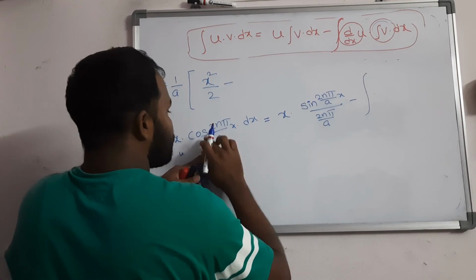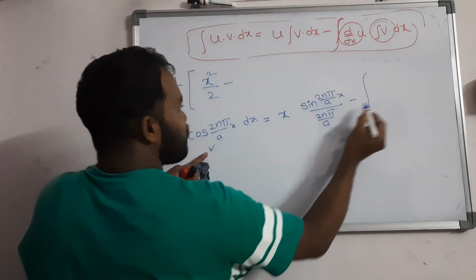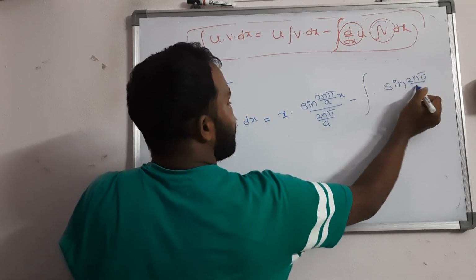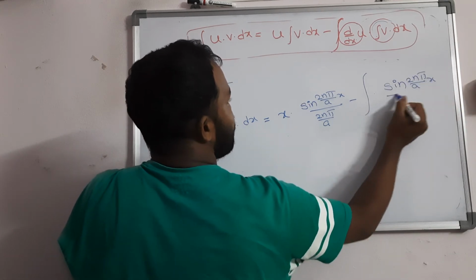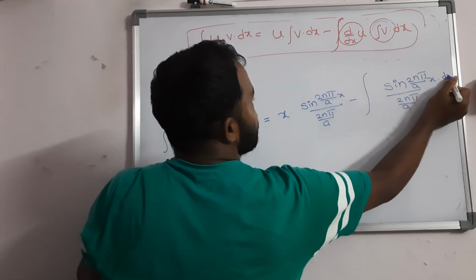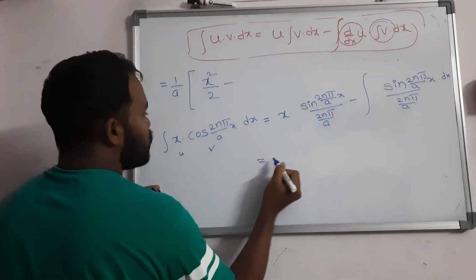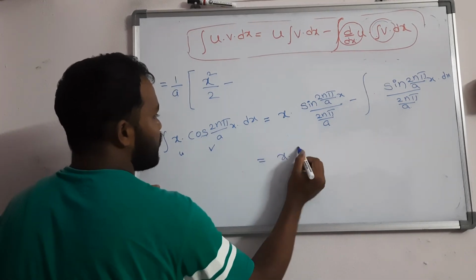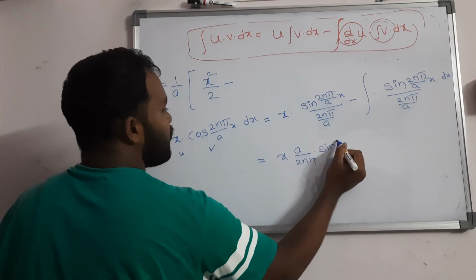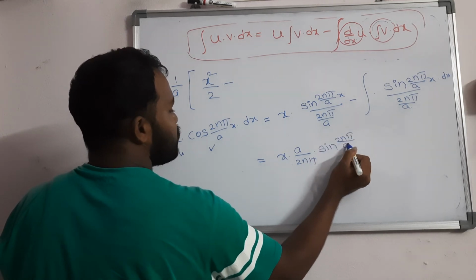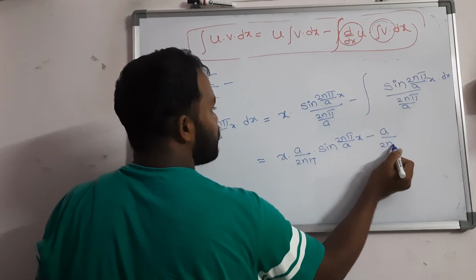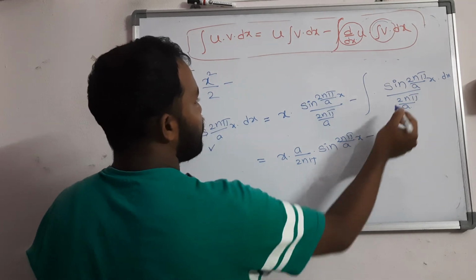Integration of v means what? Again integration of cos is sine. Sine 2n pi by a into x divided by 2n pi by a into dx is there. You should write dx. Now you should write x into, this value is a by 2n pi you will get, into sine 2n pi by a into x minus, now you should write a by 2n pi. This is reverse, right? A by 2n pi.